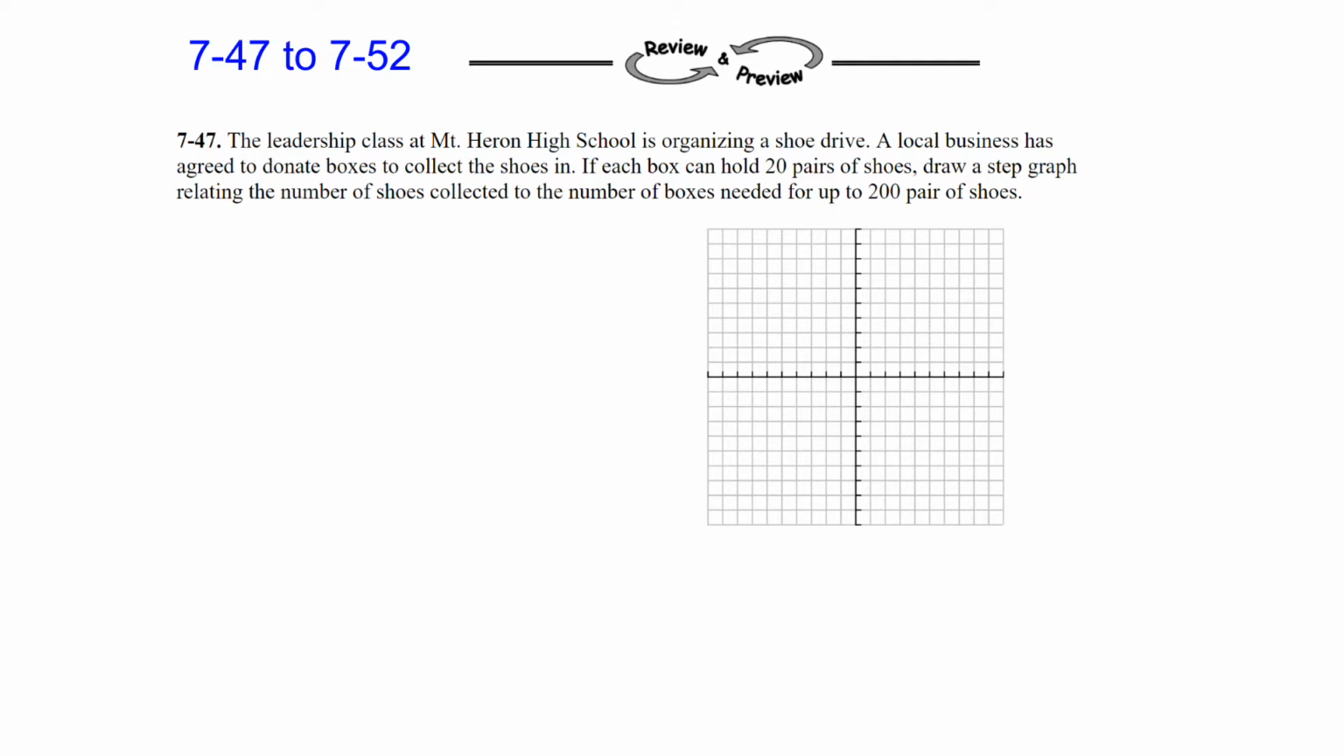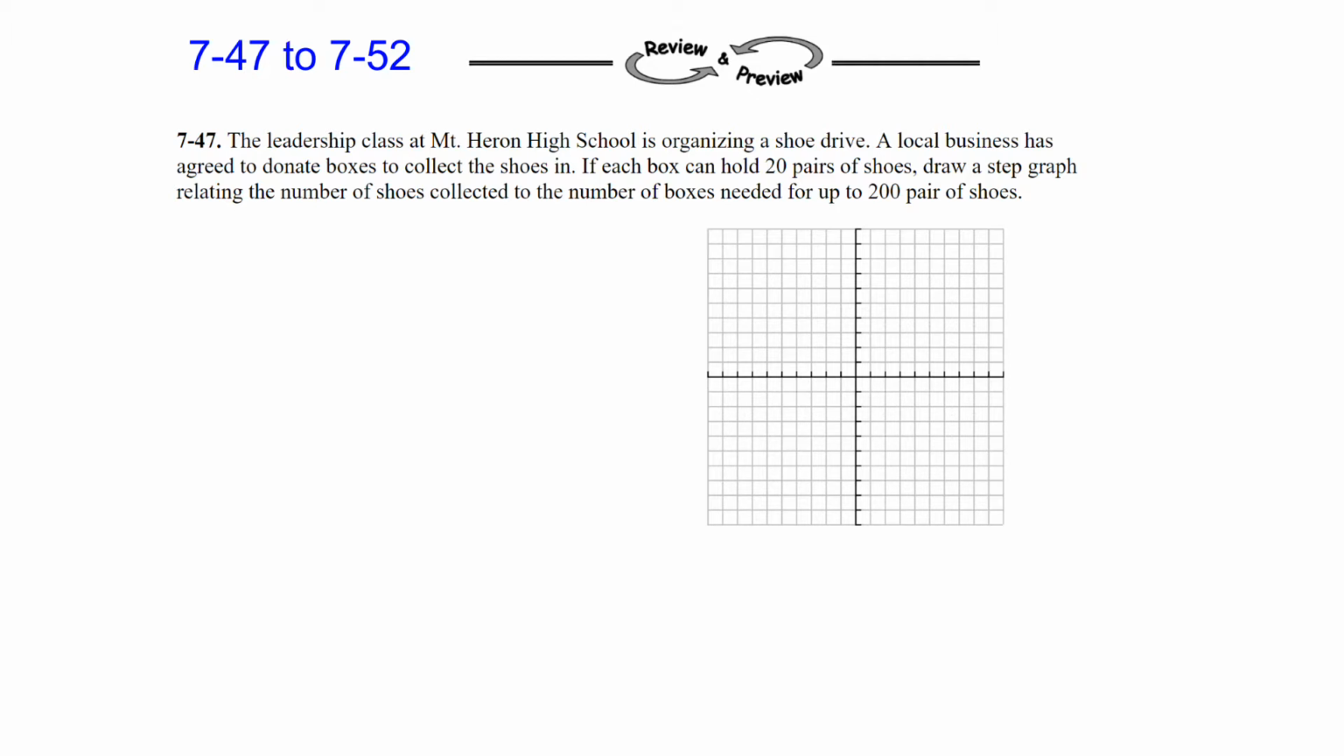Question 47. The leadership class at Mount Heron High School is organizing a shoe drive. A local business has agreed to donate boxes to collect the shoes in. If each box can hold 20 pairs of shoes, draw a step graph relating the number of shoes collected to the number of boxes needed for up to 200 pairs of shoes.